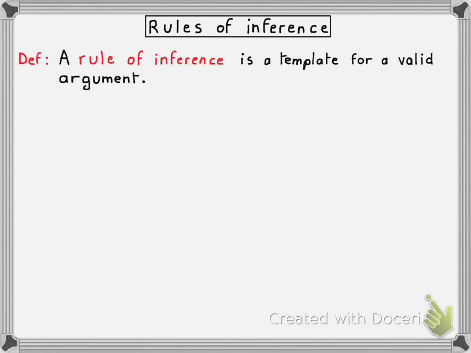A rule of inference is a template for a valid argument. So the first thing is that a rule of inference is an argument. Therefore, it must have one or more premises and it must have one conclusion. But it's a special kind of argument that we call a template. So let's illustrate this definition with an example.